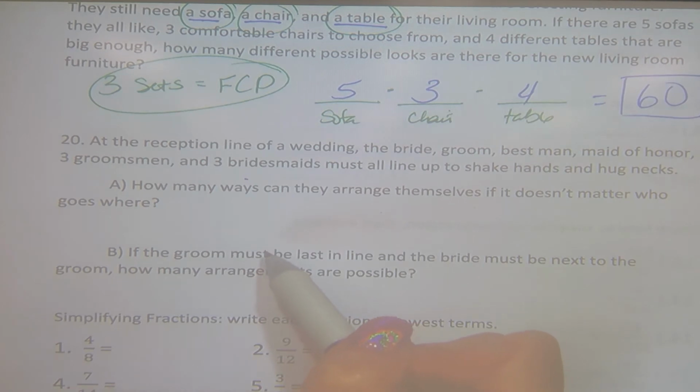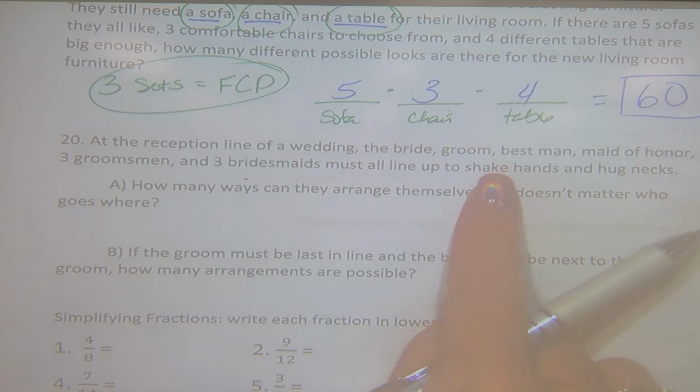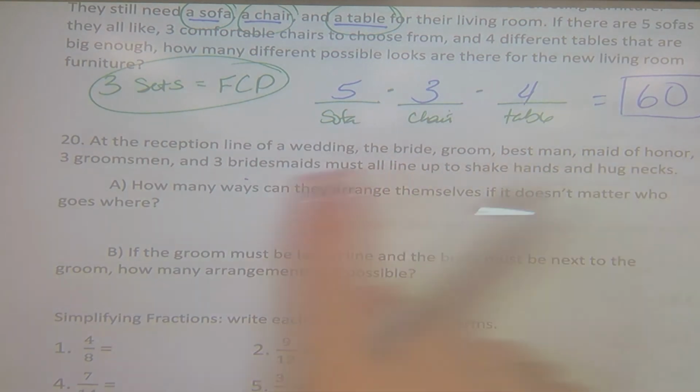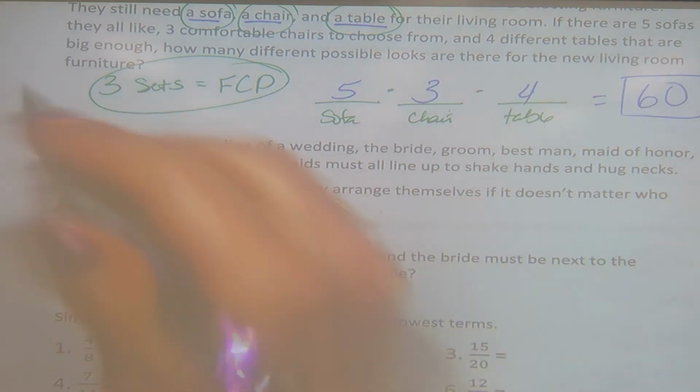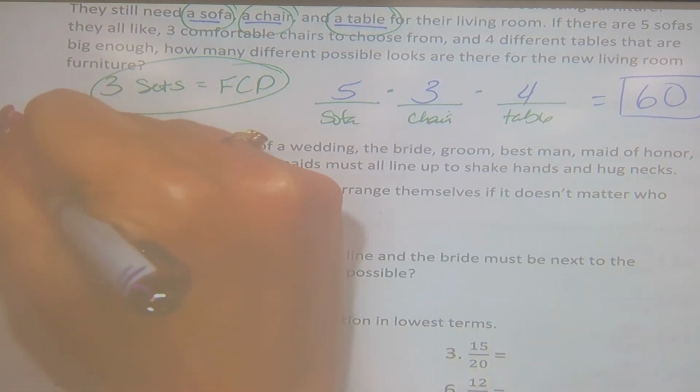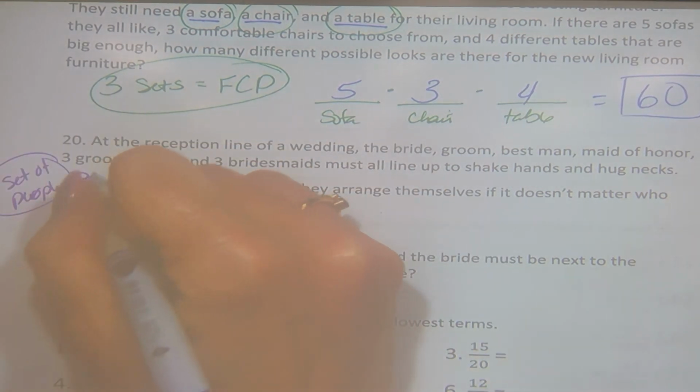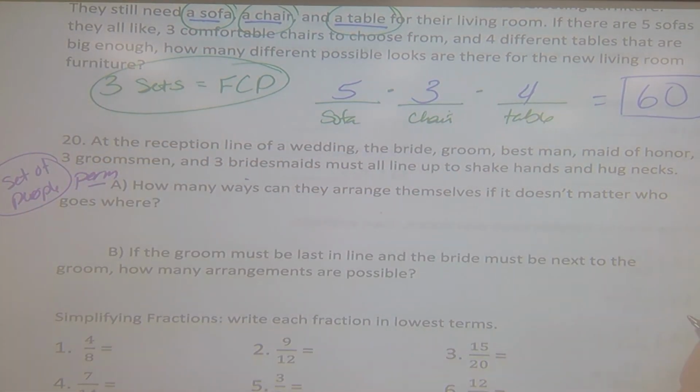Okay, well, first of all, how many sets do we have? We are lining up 1 set of people. These are all the people that are in the wedding party, but it's just 1 set of people. And if it's just 1 set, it's a permutation.